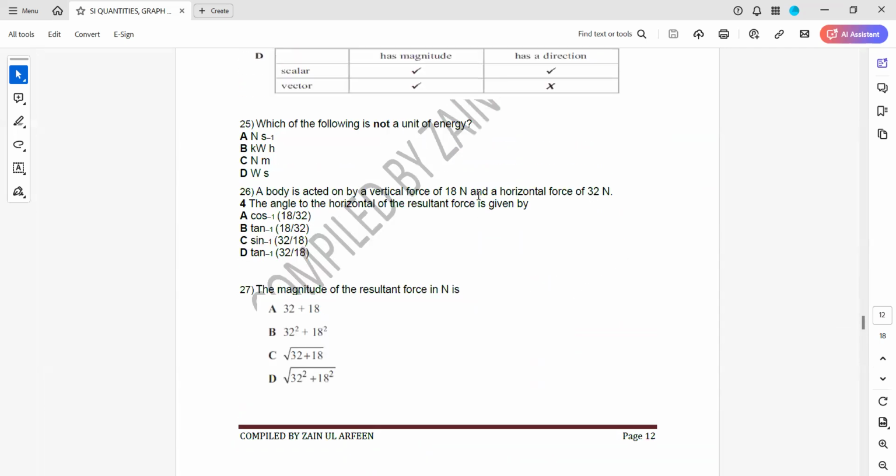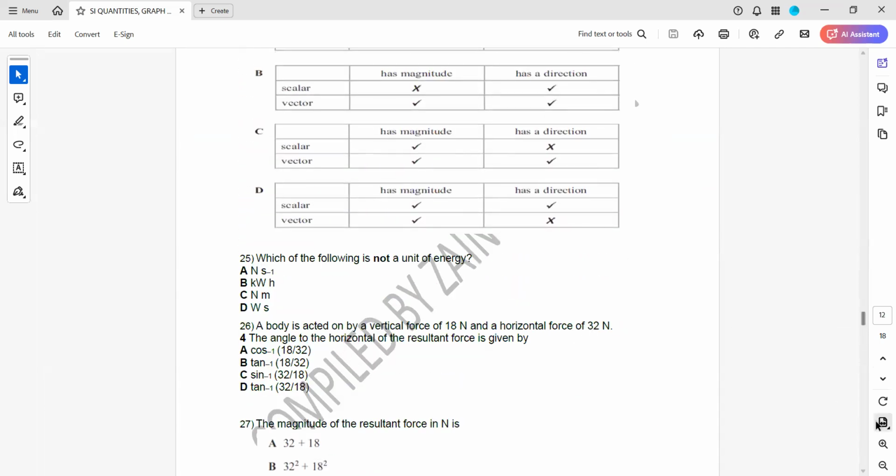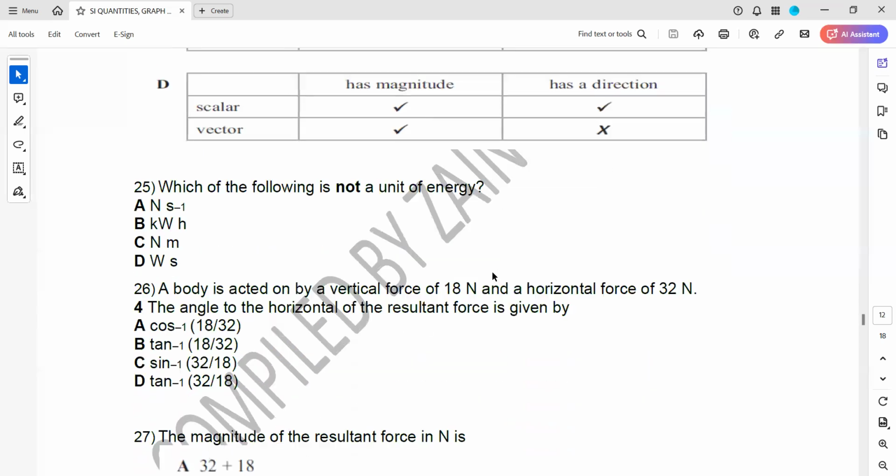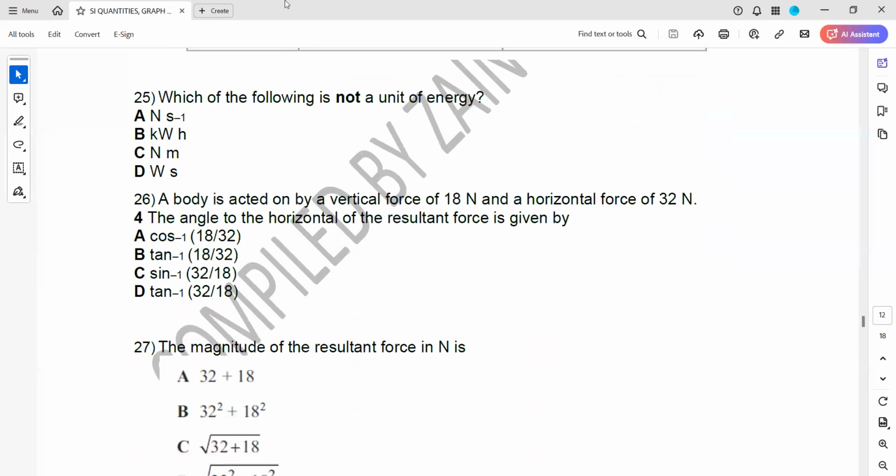Question 25. Which of the following is not a unit of energy? The unit of energy is joules, or we can also say newton meter. Power is energy divided by time, so energy is power multiplied by time. Power is in watt and time is in second, so it can be watt second. Or the power can be in kilowatt and time in hours, so it can be kilowatt hour.